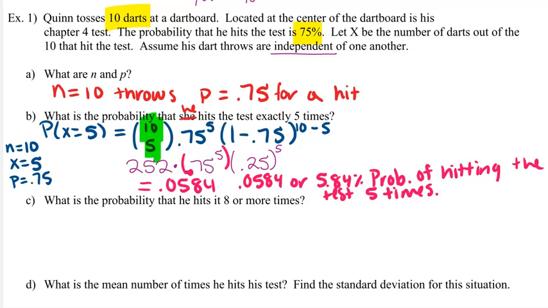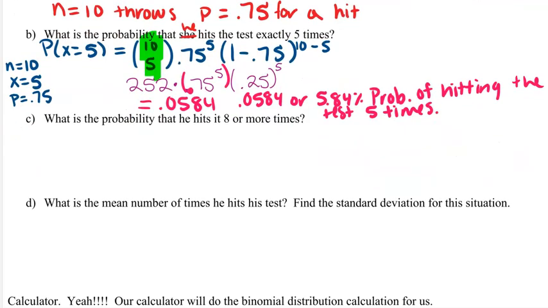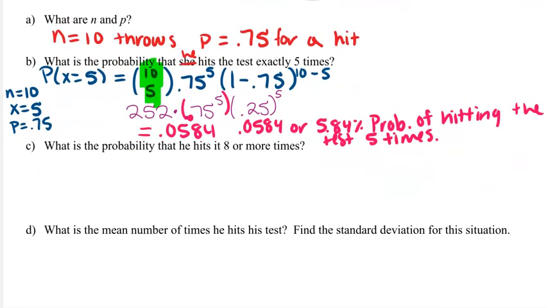All right. Letter C. Letter C wants to know what is the probability that he hits it 8 or more times. So this gets a little bit trickier, right? My goal is getting a value 8 or more. Okay. So when you do 8 or more, you have to think about every single outcome that you want.